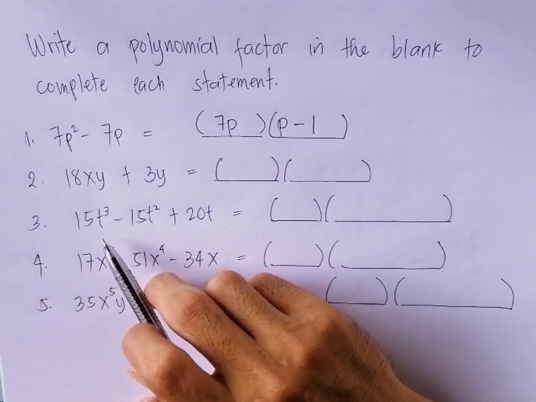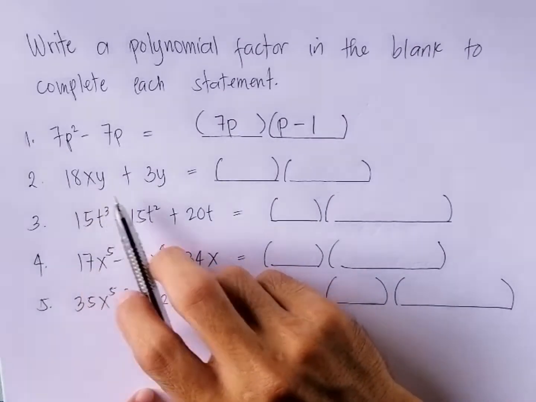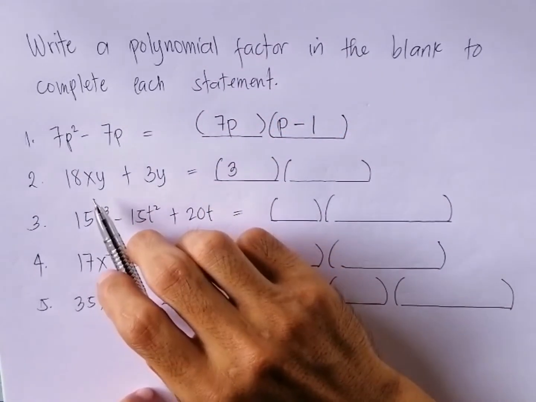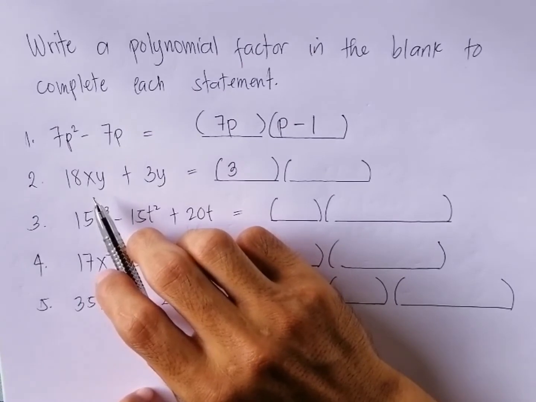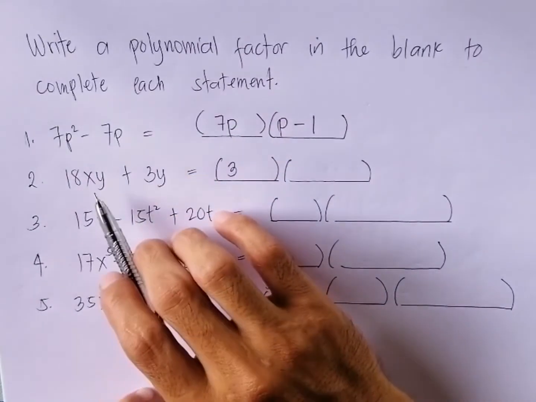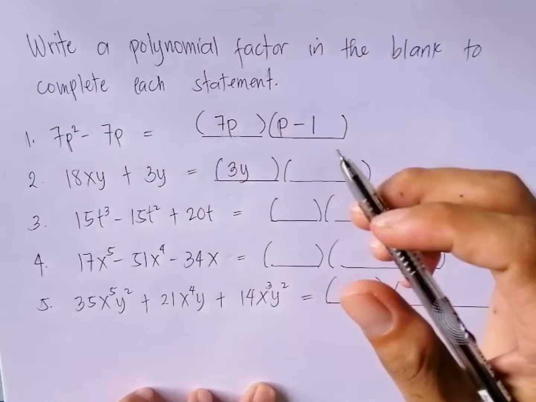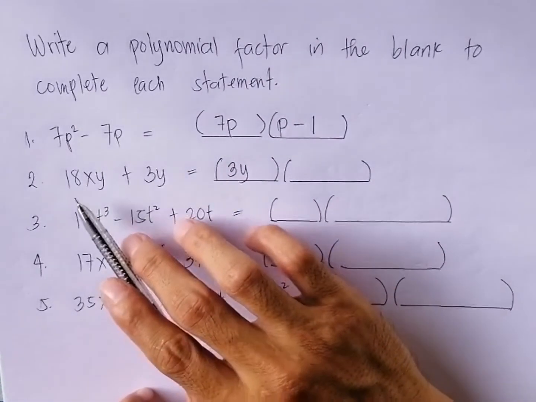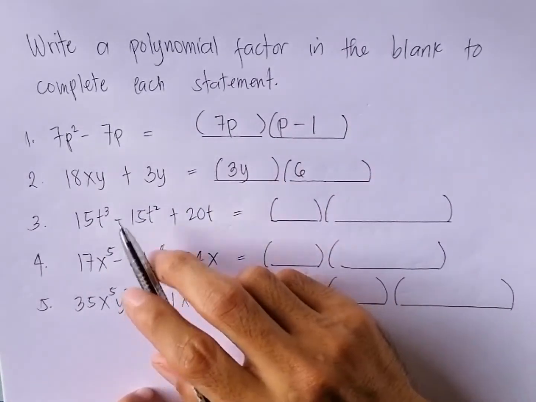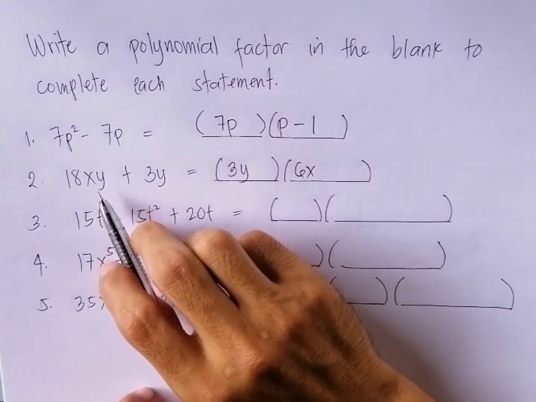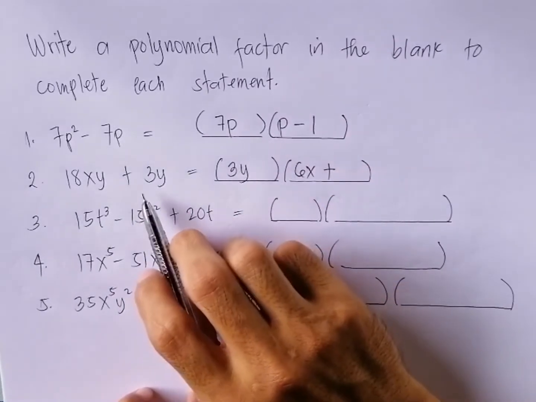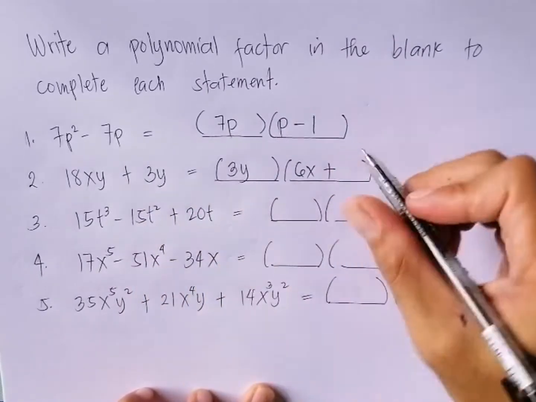For number 2, the GCF of 18 and 3 is 3. Then for x, there's no common factor, we have y. Then divide: 18 divided by 3 is equal to 6. Then copy x, then y divided by y is equal to 1. So plus 3y divided by 3y is equal to 1.